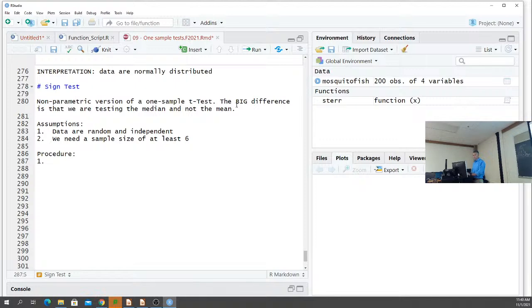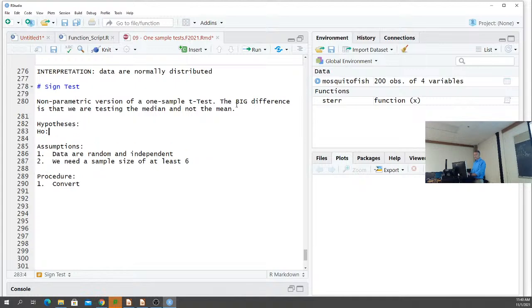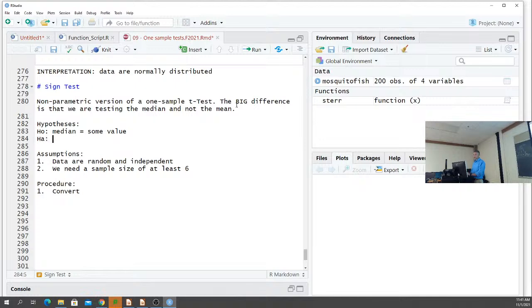So our procedure will be... actually, no, we have our assumptions. Above assumptions, we need hypotheses. Our null hypothesis is that our median equals some value, and our alternate is that the median is not equal to some value. We can also specify a direction on this, so if we think our data points are larger, we can do that.